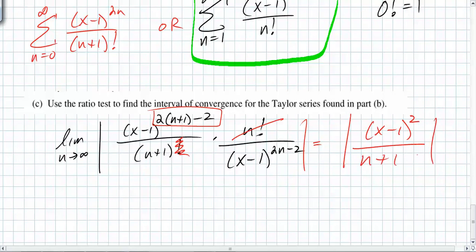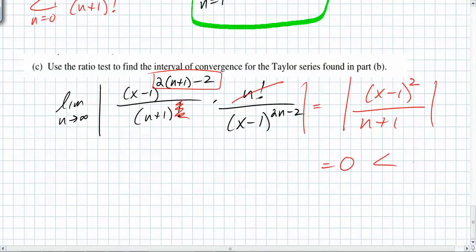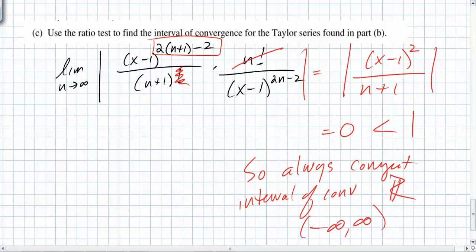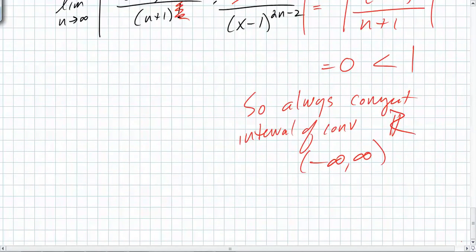x is fixed, so you can always get to a point where n is greater than x, so it's going to go to 0. And you know that that is always less than 1. So always what? Always convergent. The problem asks what the interval of convergence is. You could say it's R, or better yet, negative infinity to infinity. That's an interval right there. If it asks you for the domain, you would say the domain is all real numbers, R.